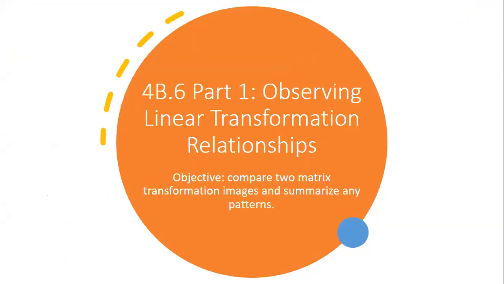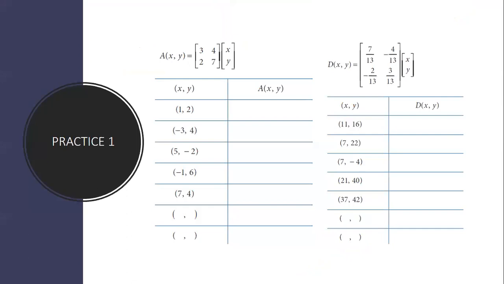So for part 1, our goal is to compare two matrix transformation images and summarize any patterns that we see. So these are our two matrices that we're going to compare. For the sake of time, I am going to ask you to use Desmos matrix. So if you have your device out, go ahead and go to Desmos matrix for me. And that's where we're going to be inputting matrix A and matrix D and finding their corresponding values.